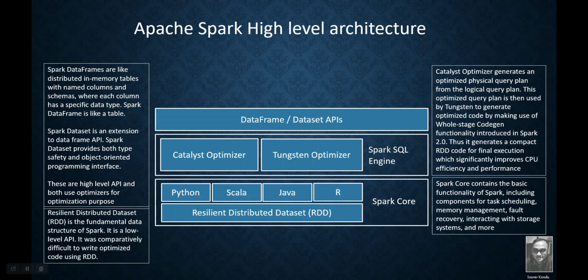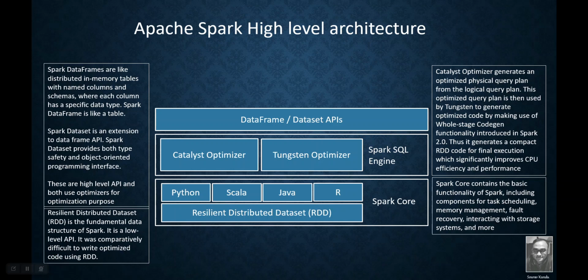When you access a data frame, you will see different columns, and you can access it very easily as if you are accessing tables. So what is a Spark dataset? It is basically an extension to the data frame API, and Spark dataset provides both type safety and an object oriented programming interface, which was not there in data frame. There are different scenarios where you need to use RDDs, data frame, or dataset. We will look into those in detail in our future videos and understand when to use what.